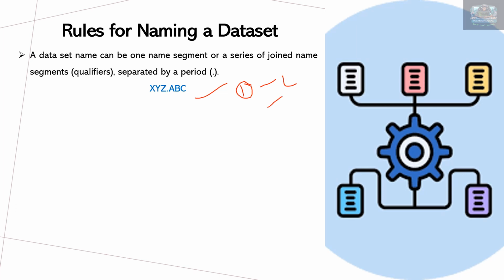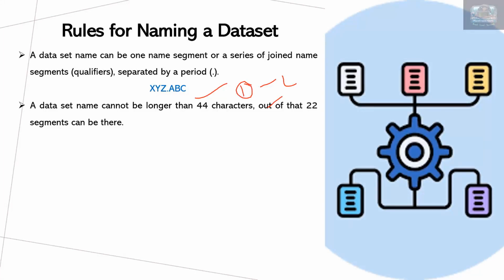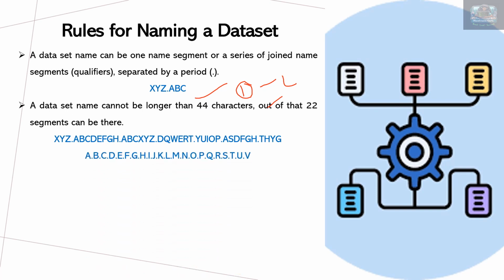The next rule is that a dataset name cannot be longer than 44 characters. Out of that, 22 segments can be there. Normally a dataset name should be 44 characters including the periods which you are keeping in between. As 44 divided by 2 is 22, you can give 22 periods and 22 alphabets like this. But mostly no one follows this naming convention. Mostly you follow the above naming convention with 44 characters with periods separated by the high level qualifiers and low level qualifiers.